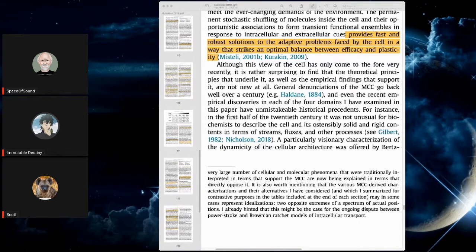For instance, in the first half of the 20th century, it was not unusual for biochemists to describe the cell and its obstinately solid and rigid constituents in terms of streams, fluxes, and other processes.